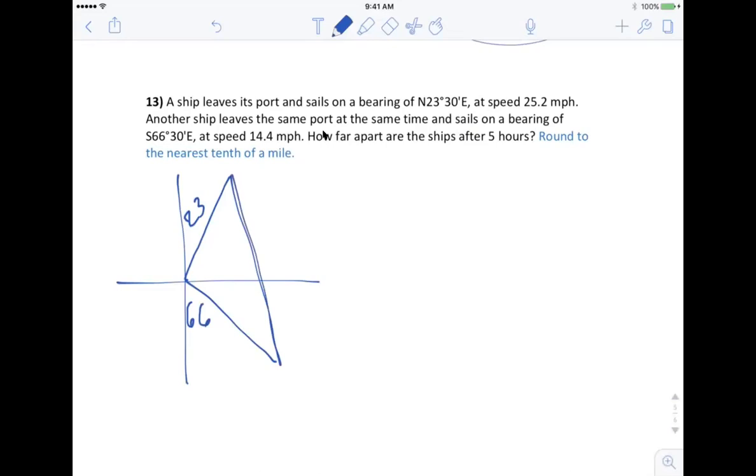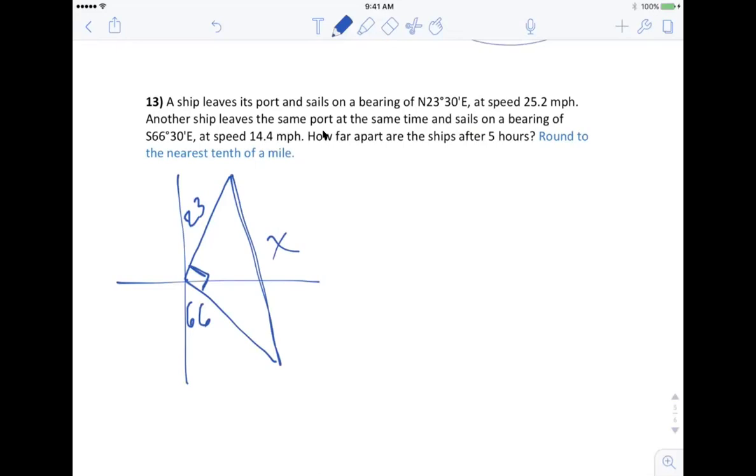All right, and it's the same type of question, but just with a different type of bearing. How far apart are they after 5 hours? So again, if you do a little work here, adding those up is 90. So this is 90. Okay, because that's their straight angle 180. All right. So again, we can do Pythagorean theorem as long as we can figure out the lengths of the sides.